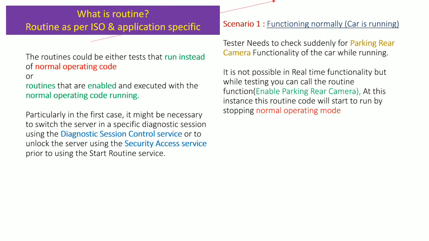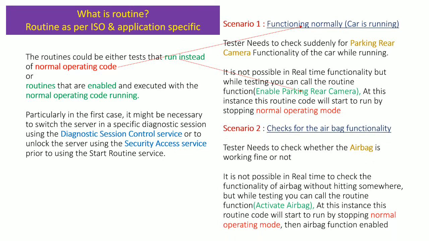Then the next scenario is, see, in this I relate it to the ISO. In this, the normal operating mode is normal, a car is running, and run instead of is enabling the parking rear camera. Another scenario I am giving is checking for the airbag functionality.